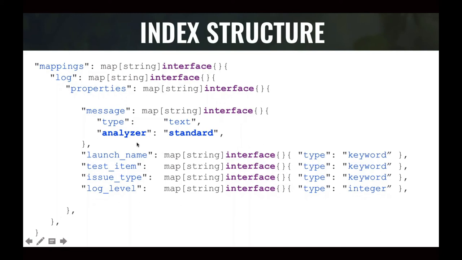Elasticsearch has its own vectorized process which can make a vector with a TF-IDF index. So the main data we put inside the Elastic engine is the launch name, the test case name, the issue type it has, the log level of it, and also the message of your logs, which is cleared and vectorized.